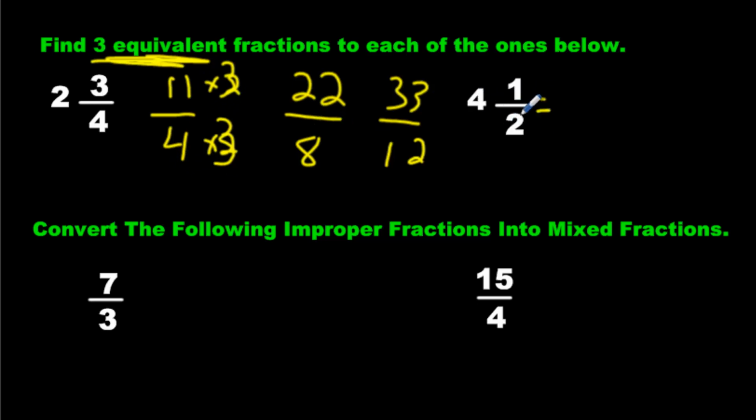Now for 4 and a half, always convert these mixed fractions to improper ones. We're going to get 9 over 2. And now let's dive right into it. Equivalent fractions. So let's times this, I don't know, let's times by 5, change it up a bit. So times this by 5 and we'd get 45 over 10. We can also times both by 2, both by 3, and we can complete this task by doing that.